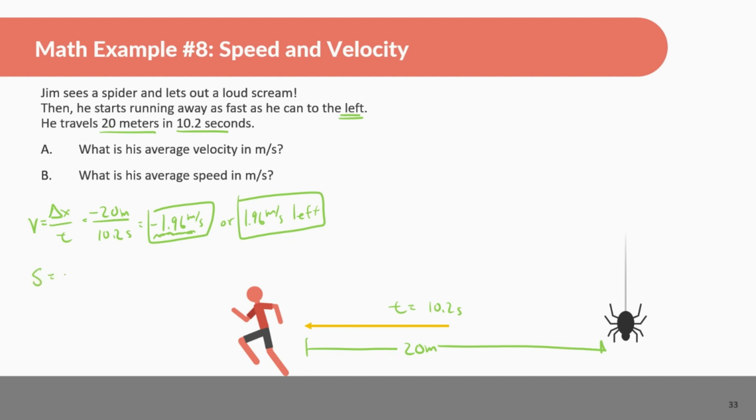What is the speed? So speed is similar to the displacement, but remember, distance is only a positive thing. So going to the left 20 meters, we don't care it's going to the left, we just care that it's going 20 meters. And then what we get is 1.96 meters per second.